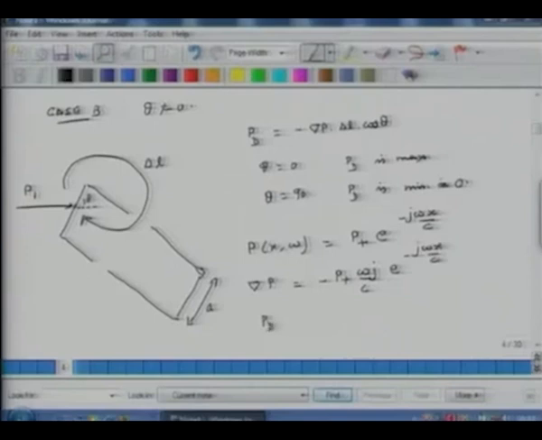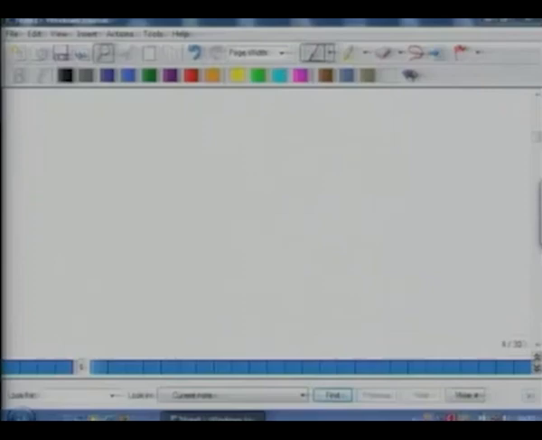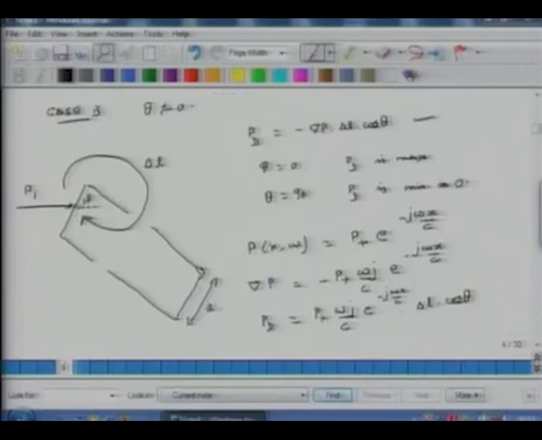So my PD is minus, using this relation, minus gradient of P. The minus terms become a positive: P plus omega j over c e to the minus j omega x over c times delta L times cosine of theta. So I'll just rewrite this relation. PD equals P plus omega j over c e to the minus j omega x over c times cosine of theta times delta L. If there's no reflection, then basically P1 is the same as P plus, right?